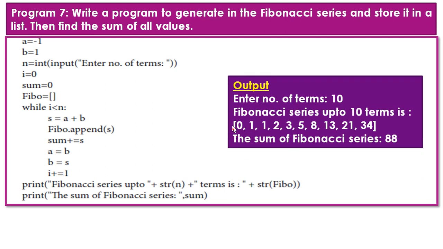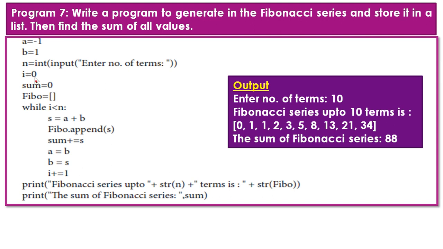A Fibonacci series is nothing but: the starting value is 0, the second value is 1, the third value is found by 0 plus 1, which is 1, the fourth value is 1 plus 1, which is 2, 1 plus 2 is 3, 2 plus 3 is 5, 3 plus 5 is 8, 5 plus 8 is 13, 8 plus 13 is 21, 13 plus 21 is 34. So this is the Fibonacci series.